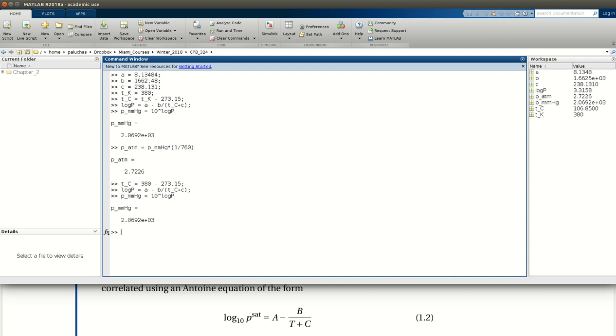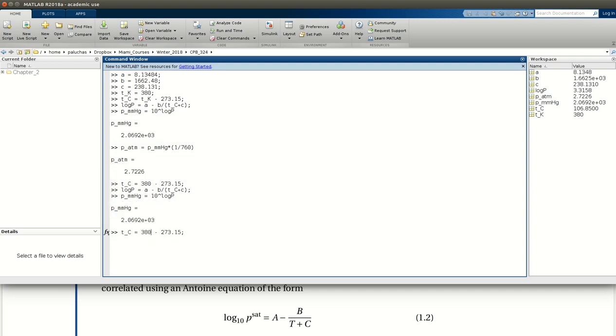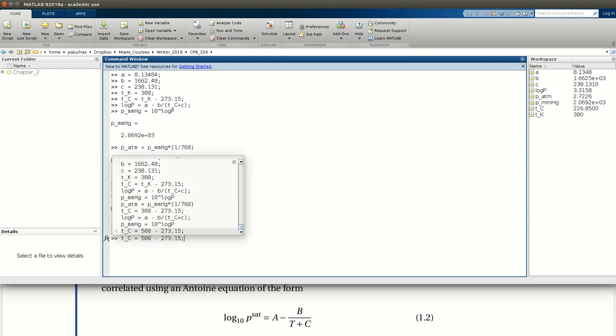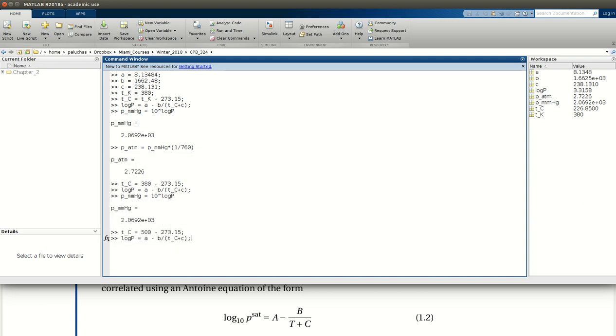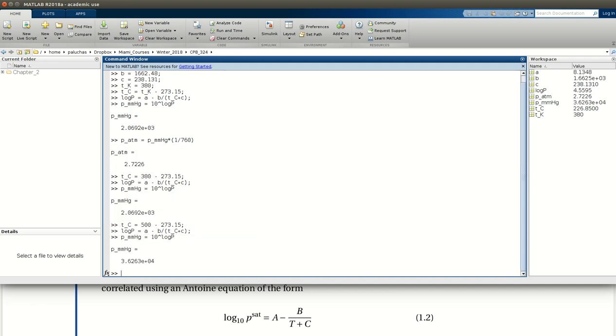If I want to increase the temperature, I just go back to my assignment for T_K. Let's increase my temperature to 500 Kelvin. Recalculate log P. Recalculate my pressure in millimeters of mercury. I get 36,263 millimeters of mercury. As temperature increases, vapor pressure is increasing, and it's increasing exponentially.